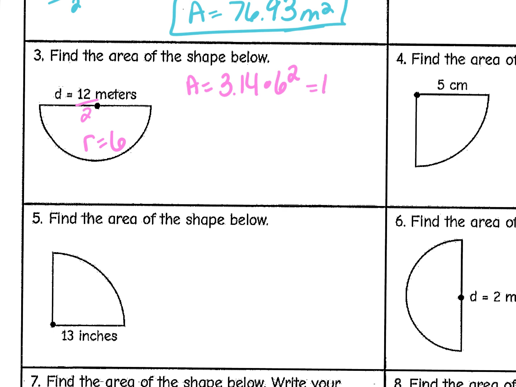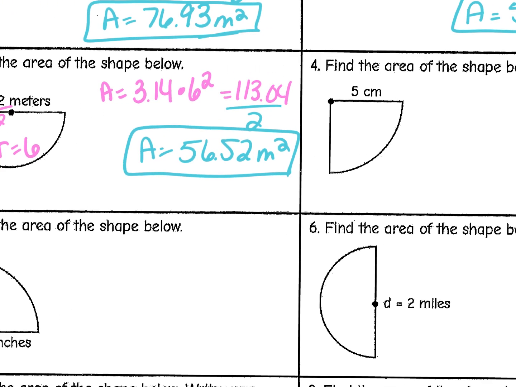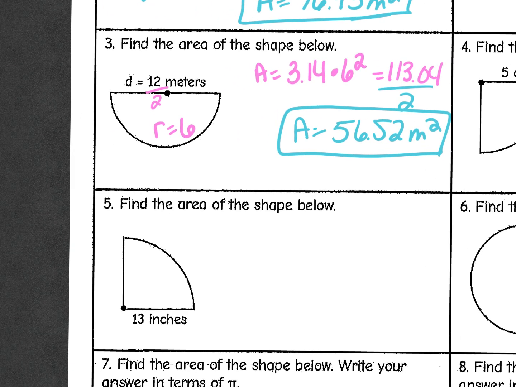So I get 113.04. That's the area of this whole circle, but I only want half of the circle, so I divide by 2. So it's 56.52, and it's square meters. Okay. So essentially, you're finding the area like you've been doing, and then you divide it by however many pieces. So that's half of a pizza.